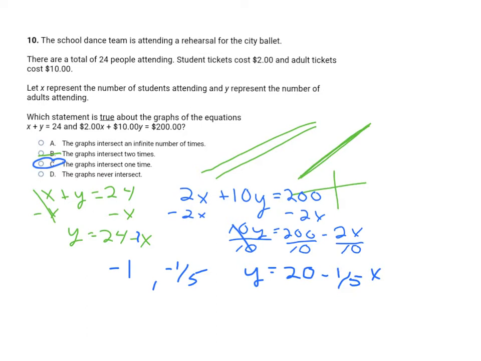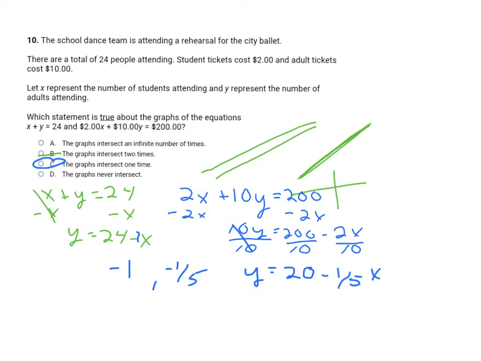They'd have to have the same slope to be parallel lines, and they'd have to have the same slope and the same y-intercept, so the equations would have to be identical, for them to be identical lines and intersect an infinite number of times.